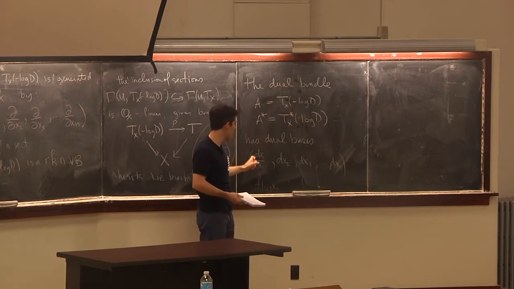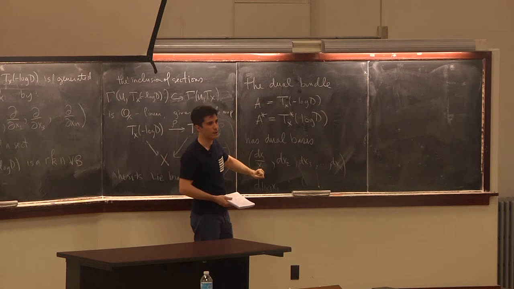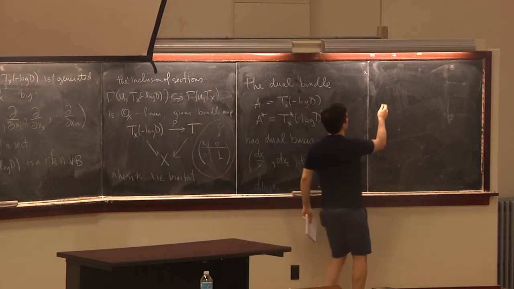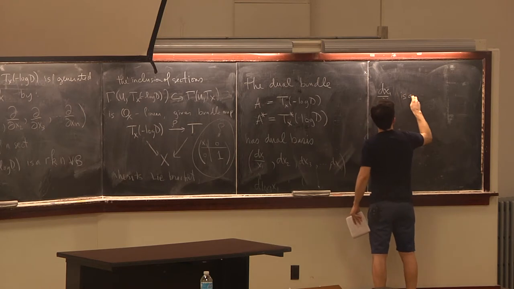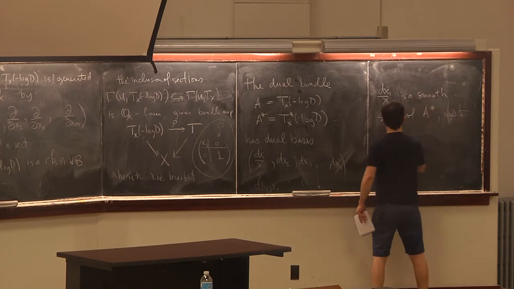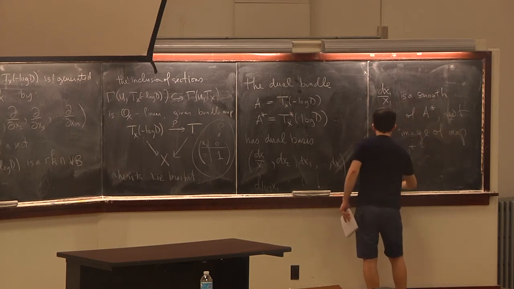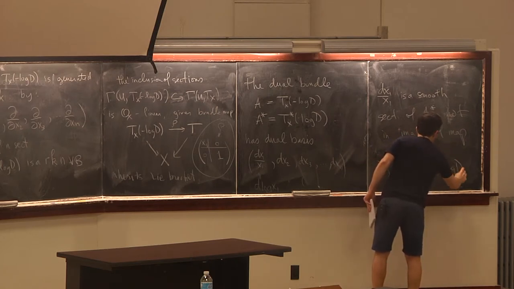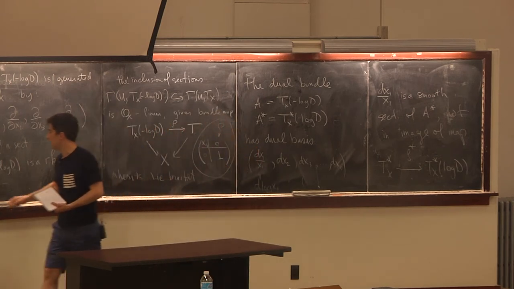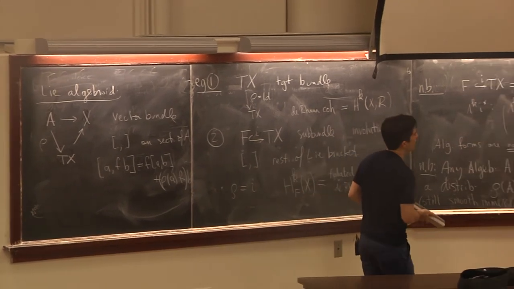If you take this nice smooth section of A star, and you compare it to a section of T star, you'll get something singular. Because this is a section of A star which does not come from a section. So let me write that. dx over x is a smooth section of A star, which is not in the image of the map rho star from T star X to T star X log D. That's the point: there's a different point of view, that we're viewing this not as a singular form, but rather as a section of a different bundle.